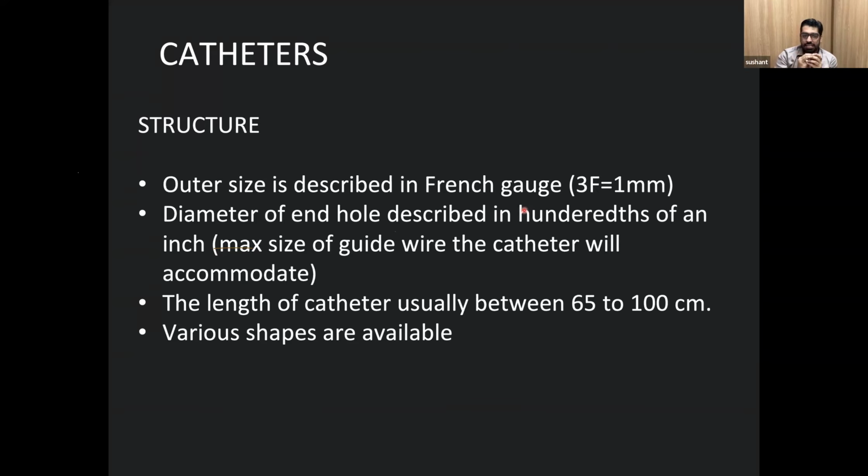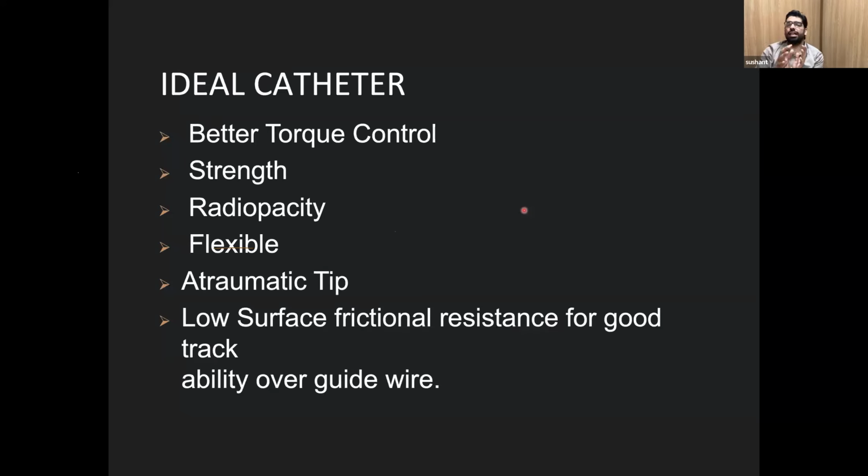The outer size of the catheter is again in French, and the diameter of the end hole is described in hundredths of an inch. So that tells us which guide wire will be supported by which catheter. So 5 French, we have studied, will support a 035 guide wire. The end of the catheter will always have a mention of the hole size in inches, so this guide wire can go through that particular catheter. The length of the catheter is usually 65 to 100 centimeters, and we even have larger catheters, 125 centimeter, available, and various shapes are available.